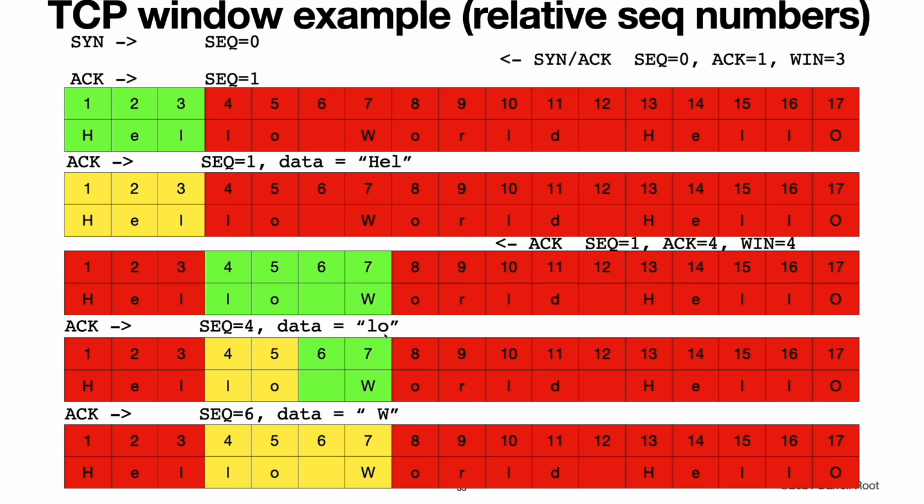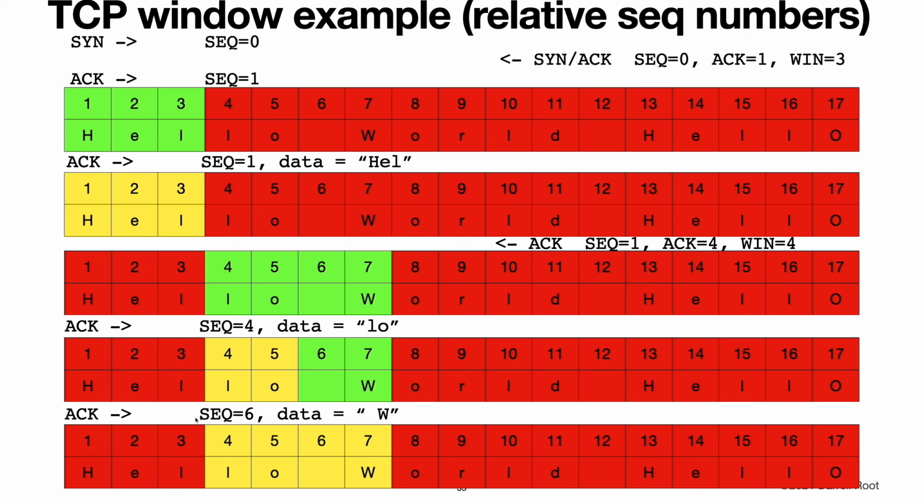Let's say we send 2 bytes, LO. So we send those 2 bytes. At this point, we can still resend bytes 4 and 5. And we can send bytes 6 and 7, which we have not sent yet. But our window does not advance because nothing new has been acknowledged.